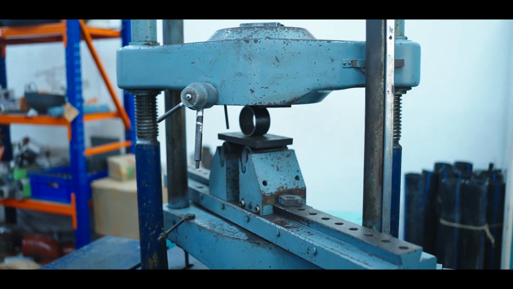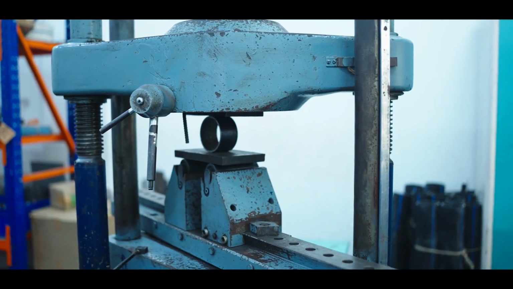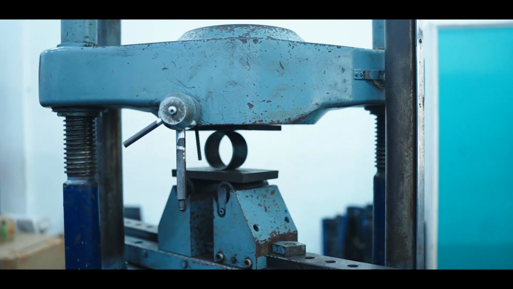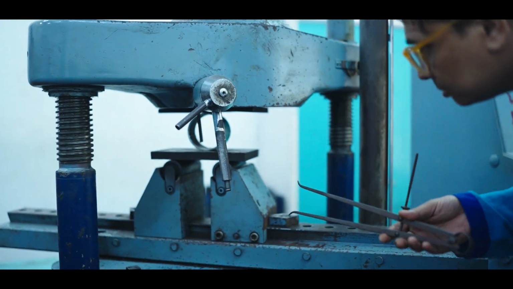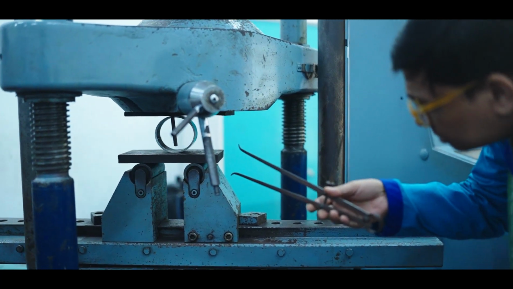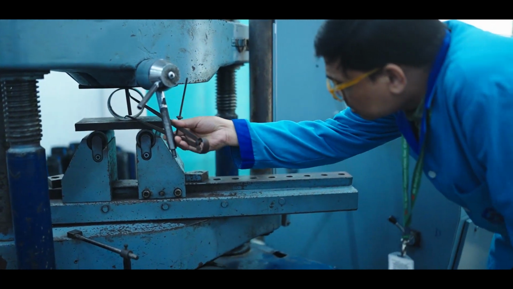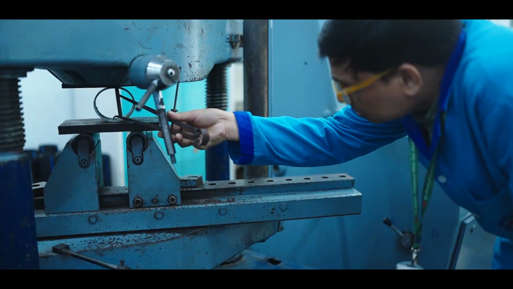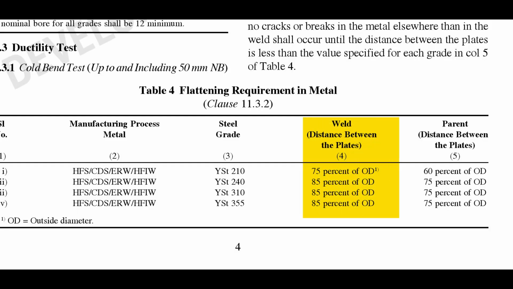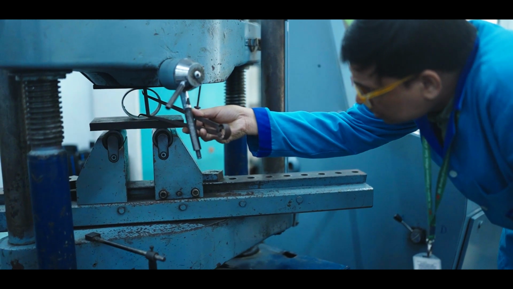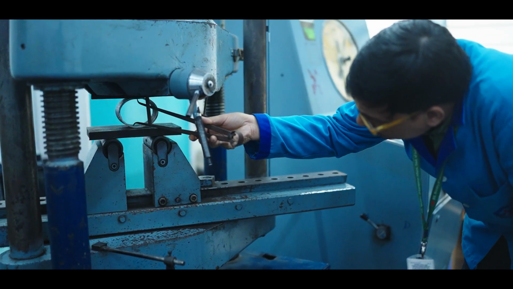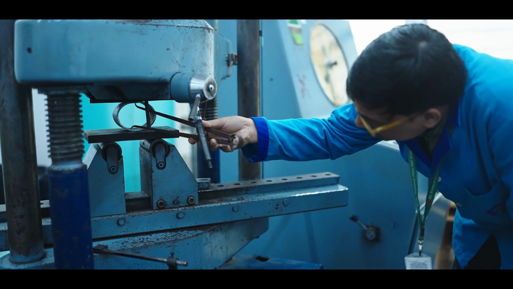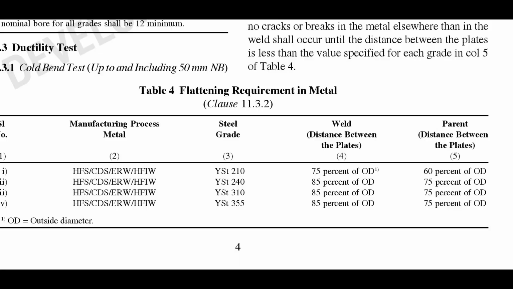A ring is cut from the tube and placed between two flat plates. These plates press the ring until it flattens. No opening shall occur by fracture in the weld until the distance between the plates is less than the value specified for each grade in column 4 of Table 4, and no cracks or breaks in the metal elsewhere than in the weld shall occur until the distance between the plates is less than the value specified for each grade in column 5 of Table 4.